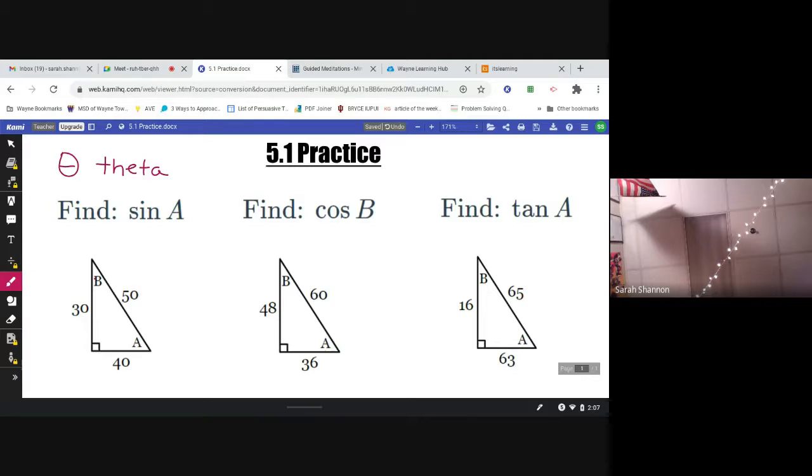So the first one says find the sine of A. What that means is that A is going to be my angle. I can completely ignore this B up here. And then from the angle A, I need to label my 3 sides: opposite, adjacent, and hypotenuse. So the 30, the one opposite the A, will be my opposite side. The hypotenuse is always the one directly across from the right angle. And then that leaves the adjacent, right next to the angle.